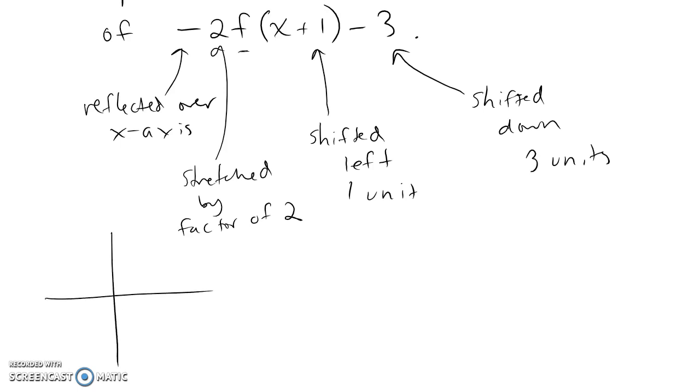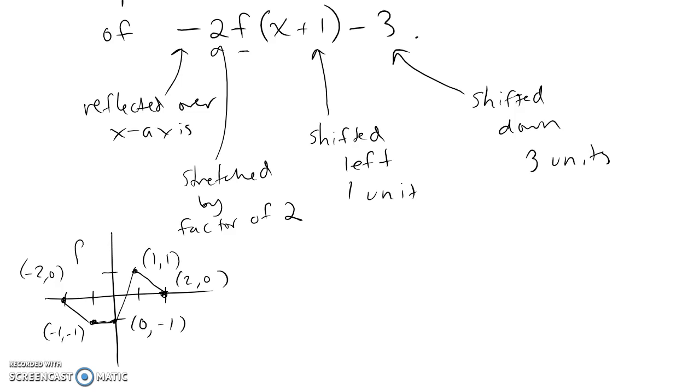Well, it's going to go through the points -2, 0, and -1, 1. I'm sorry, -1, -1, as well as 0, -1, and 1, 1. Also 2, 0, and that's where our function's going to end. So we're going to use a function that's just composed of some straight line segments to make this process pretty easy to see. Okay, so this is our function f, our original function, f of x.